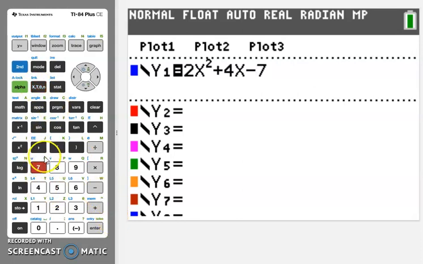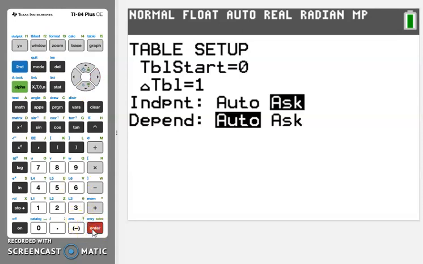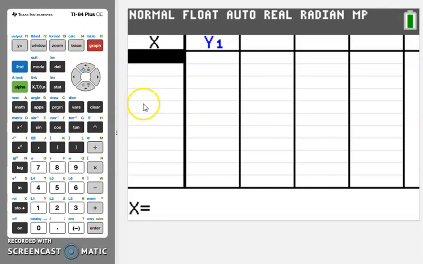Okay, finally, let's turn on ask. So second window, go down to independent, go to the right to ask and enter to turn on ask. Now if we go to the table, second graph. I don't have to hit delete because I cleared my memory, but if you did not clear your memory, you can hit delete several times and that will clear out the data values that are already in the window.